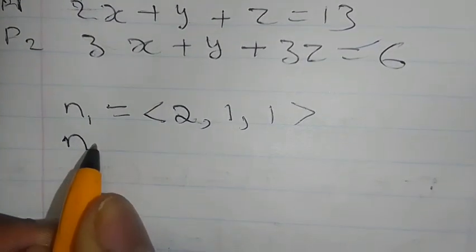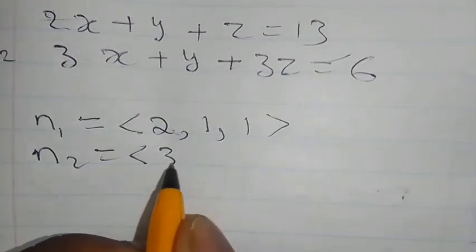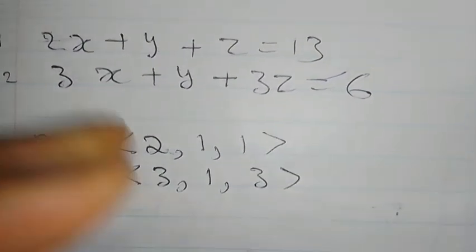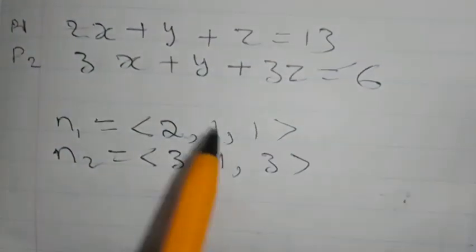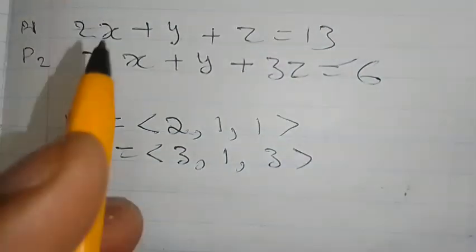And then if you're looking for the normal vector of plane 2, it's a similar process. Nothing changes. It's just going to be (3, 1, 3). So you can do that for every other plane. That's how you get the normal vector if you're provided a plane. It shouldn't stress you out.